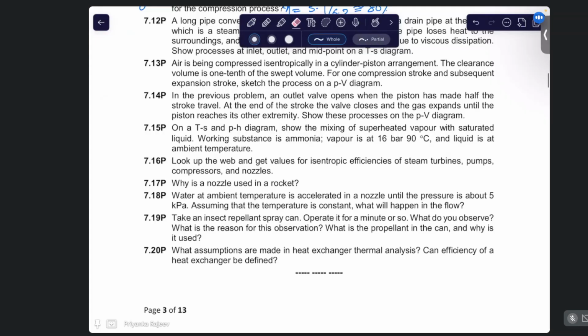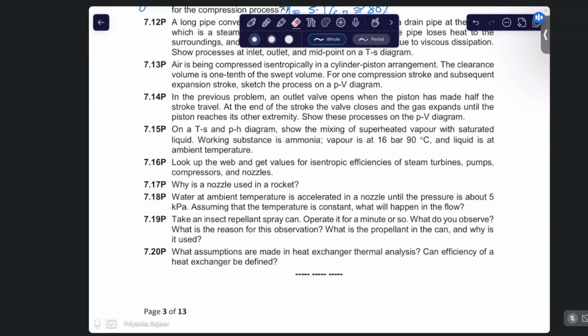Next is, in the previous problem, an outlet valve opens when the piston has made half the stroke travel. At the end of the stroke, the valve closes and the gas expands until the piston reaches its other extremity. Show these processes on a PV diagram. Again, the same kind of question, so it is just equivalent to the previous one.